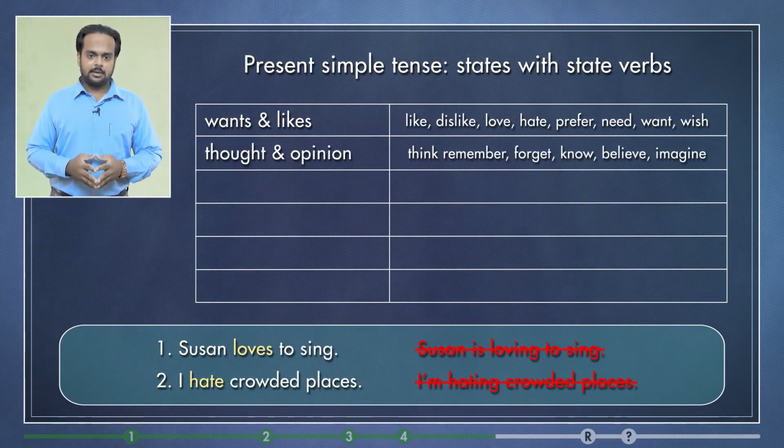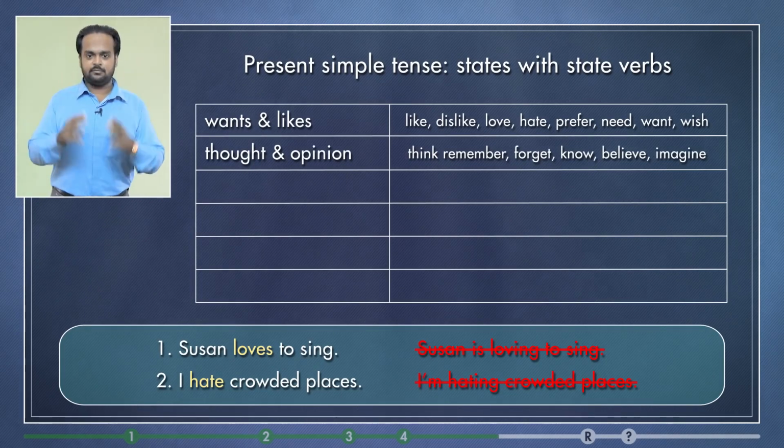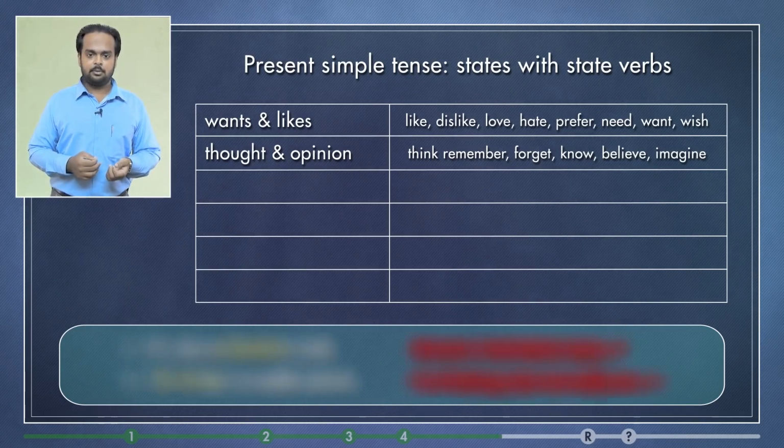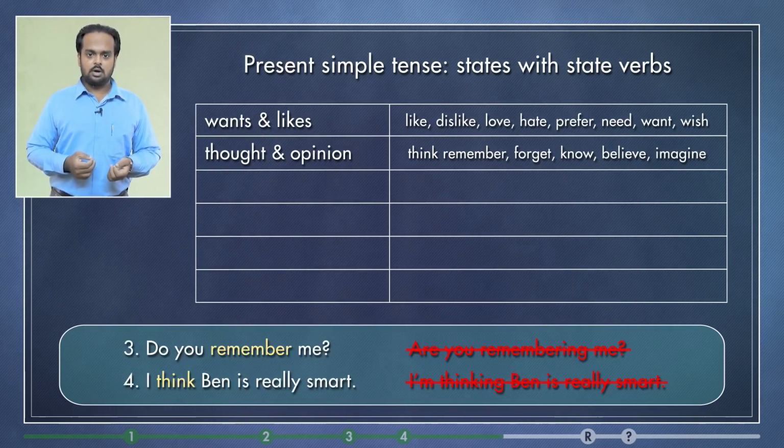Verbs of thought and opinion are state verbs as well. You can think of these as mental verbs, verbs that express the state of the mind. For example, do you remember me? Or I think Ben is really smart.